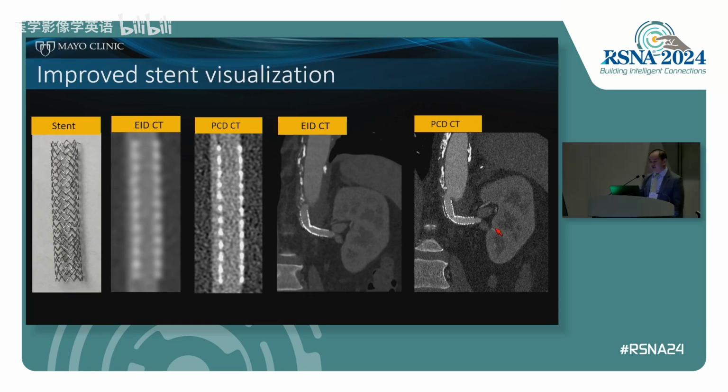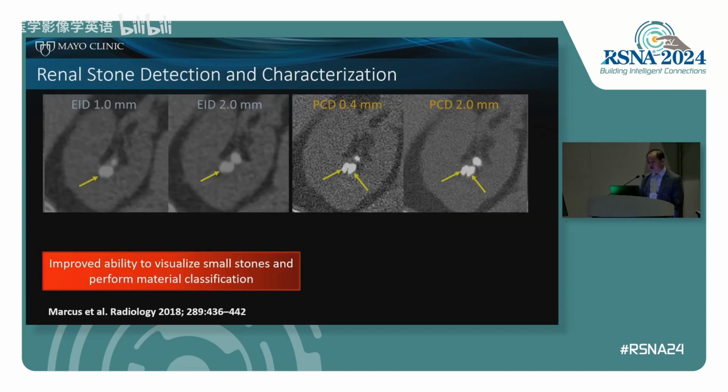And if we look at the right images for the clinical case, you can appreciate that too for a renal artery stent case. The high resolution can also help us detect small pieces of stones. Actually, this is the same patient on the EID and the PCD. The EID shows a big block of stone, but that's just because we don't have the resolution to differentiate them. The high resolution PCD shows two pieces of individual stone.